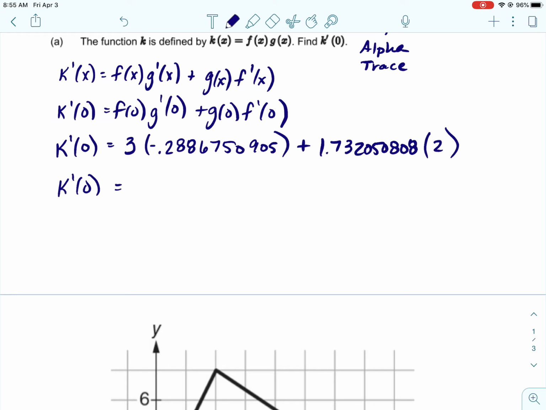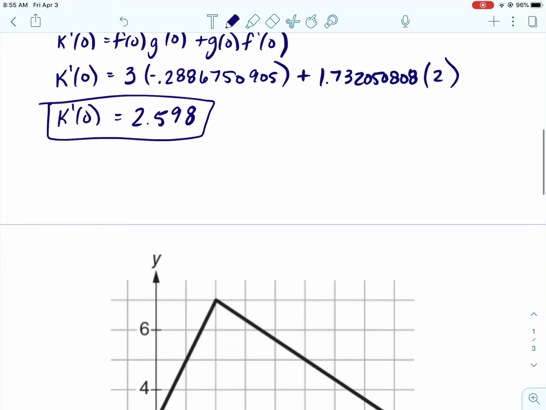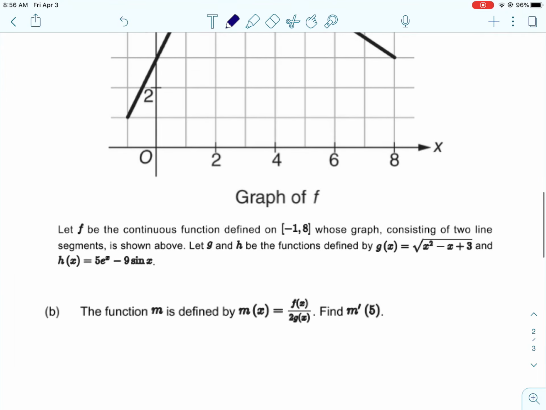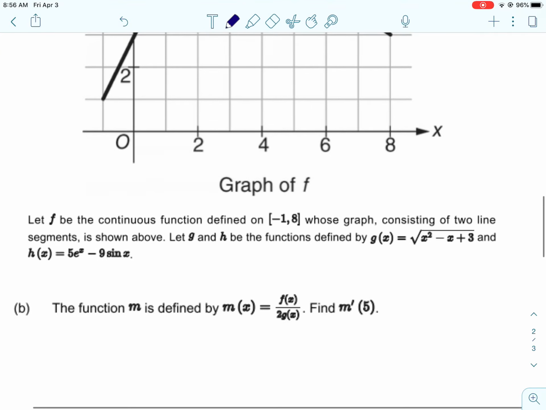All right, and then we'll... sorry, I did something wrong. Okay, there we go. We would get this 2.598. And remember, we have to be accurate to 3 decimal places. You can truncate or you can round. This one, they would be the same thing, rounding and truncating.